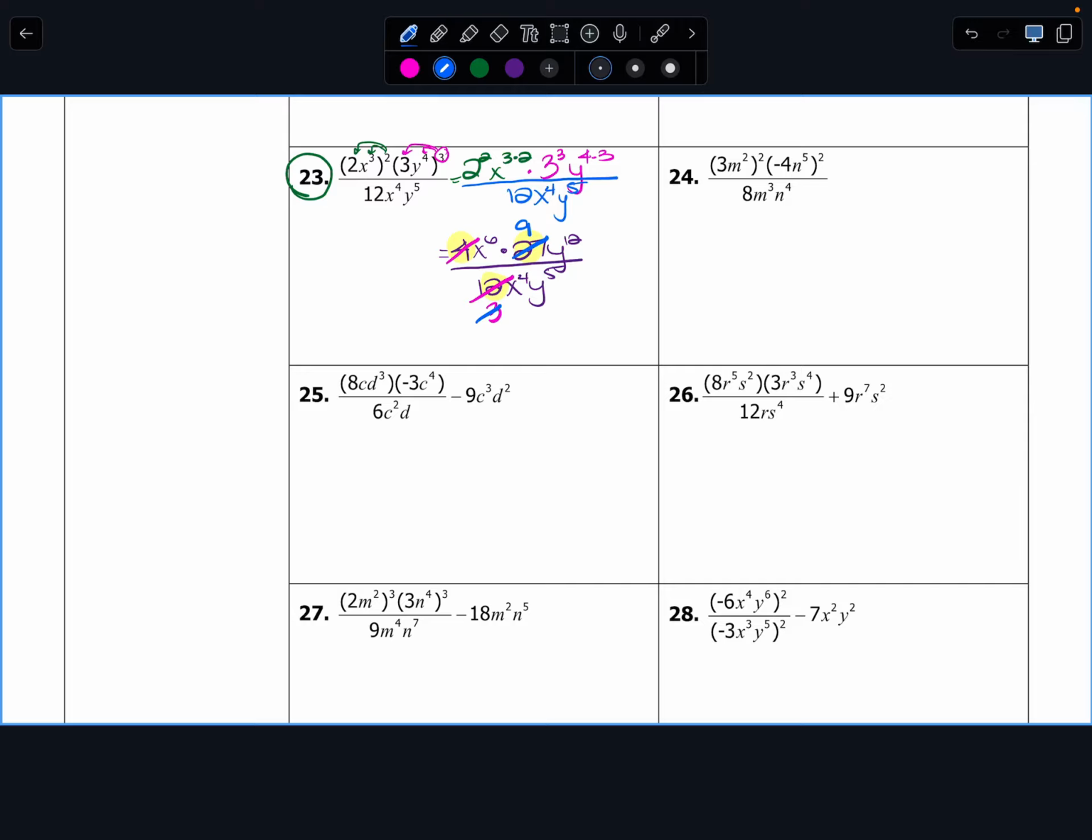Okay. All right, so back to this. So I get 9x to the 6th, y to the 12th, divided by x to the 4th, y to the 5th. And now I can do my subtraction of exponents. So 9, x to the 6 minus 4, y to the 12 minus 5. So I get 9x squared, y to the 7th.